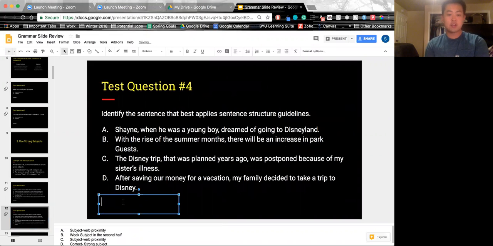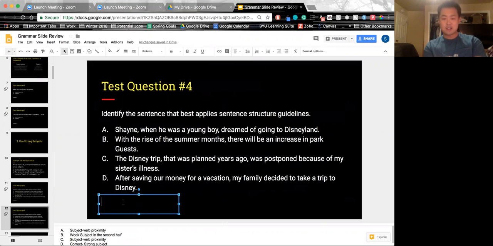Let's go through another example right here. Let's read these through. Identify the sentence that best supplies sentence structure guidelines. A, Shane, when he was a young boy, dreamed of going to Disneyland. B, with the rise of the summer months, there will be an increase in park guests. C, the Disney trip that was planned years ago was postponed because of my sister's illness. And then D, after saving our money for a vacation, my family decided to take a trip to Disney.